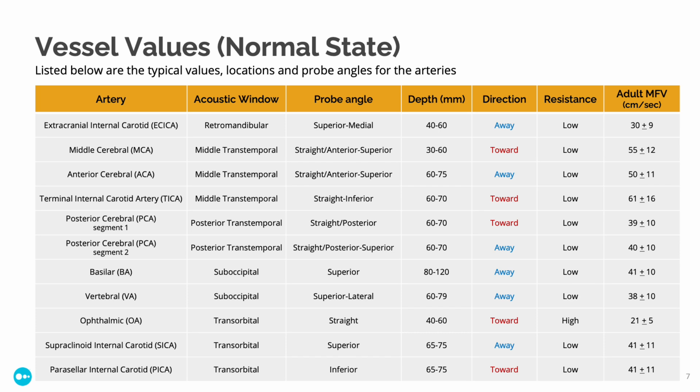This is a typical adult schematic showing the typical values, locations, and probe angles for the arteries. I'm not going to cover all of these. I am sure everybody has seen a chart similar to this. The most important part about this slide is that there's a lot of information to remember. M mode makes it so that we do not have to remember all of these depths, as some of the color patterns are pretty standard, and you can just look at the color patterns to identify which vessels you're at.